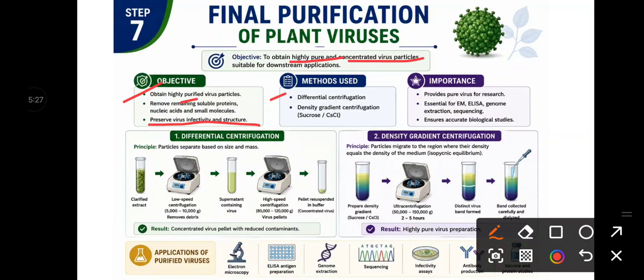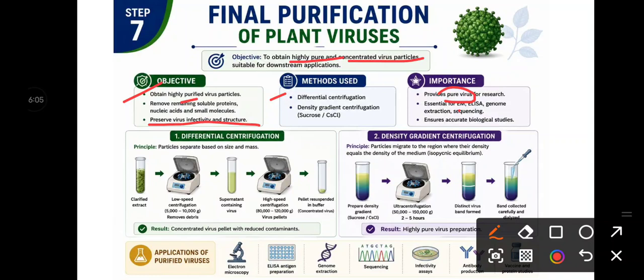Why is it important? Because it provides pure virus for research. If you do not get the pure virus, you cannot do the further work. You can perform the identification study or infectivity study, and it can be used in electron microscopy, ELISA, genome extraction, and sequencing. So for various downstream applications, the purified virus is needed, especially for research. So this final purification is very essential. So what are the methods used in final purification?